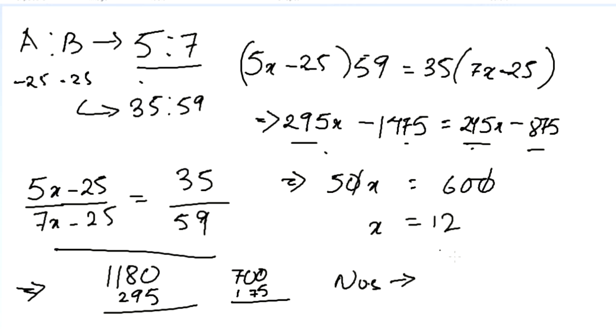Now the quantities are what? 5x and 7x, right? 5 into 12 is 60. 7 into 12 is how much? 84, right? That's the answer.